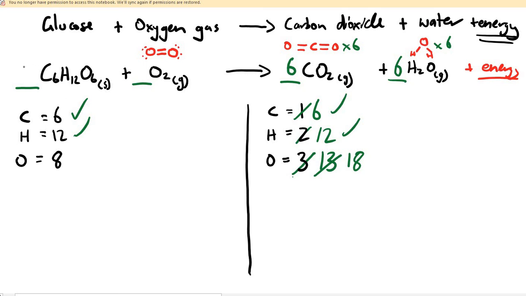Now we could balance it. We could put a number in front of the glucose, because that would increase our oxygens, but that would also increase our carbons and hydrogens, which have already balanced. So we don't want to do that. So let's just leave that guy as a 1. Let's use the oxygen molecule here to balance our oxygens, since if we put a number in front of here, then we're only going to change the number of oxygens, which is good for us right now. So what number needs to go in front of this oxygen molecule to bring the 8 up to an 18? We need an extra 10, right?